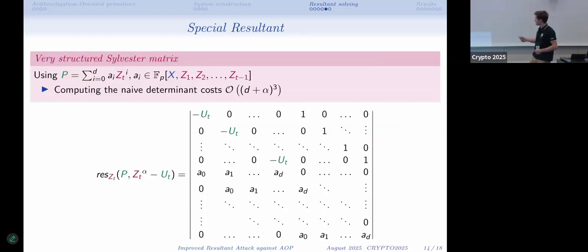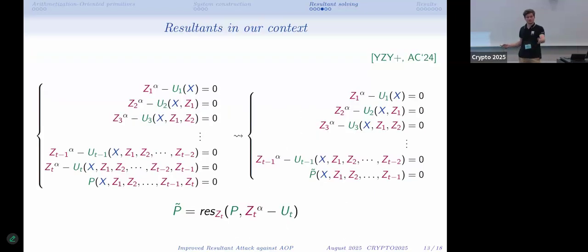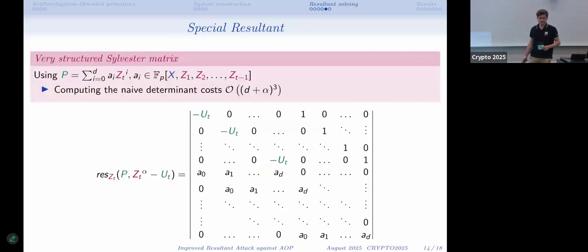So in our case, we'll be computing several of these resultants of the form res of a polynomial p and some equation of the form z_t to the alpha minus u_t. This is the second property I mentioned, which is that we only have this z_t to the alpha monomial. And so we have a very structured Sylvester matrix. If we go back to that definition I gave of the Sylvester matrix, it looks something like this.